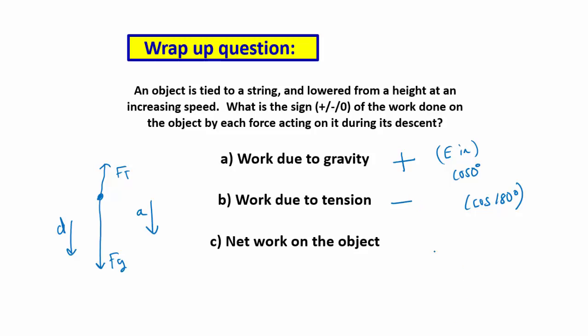And then the net work done on the object is going to be the work done by the net force. Because it's accelerating downward, the net force is going to have to be down. I know that the force of gravity is going to have to be greater than the force of tension. And because it's speeding up, we're going to have to have some energy being added into the system. So that's going to be positive.